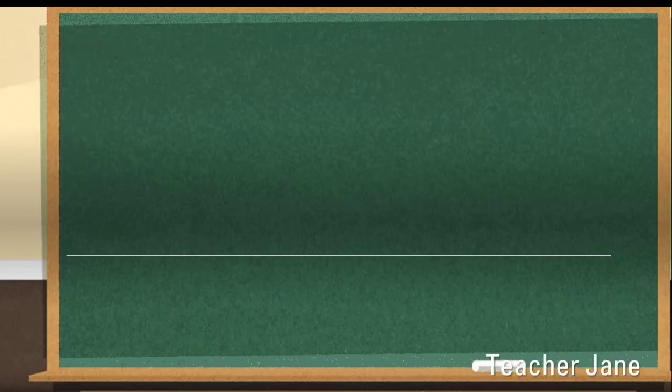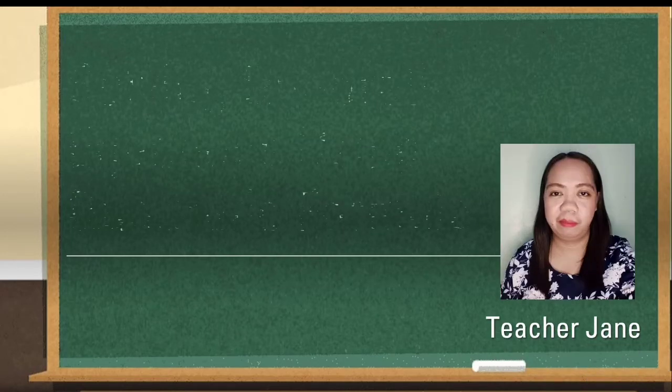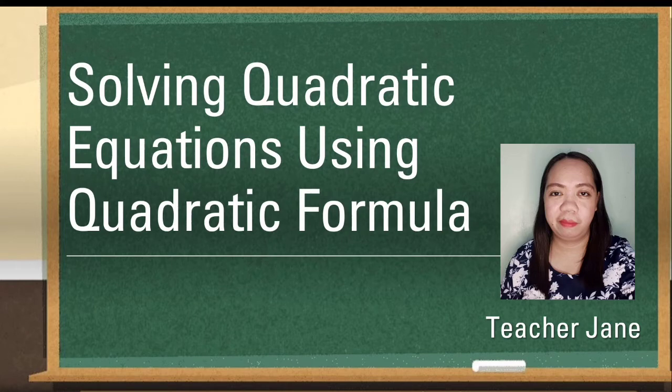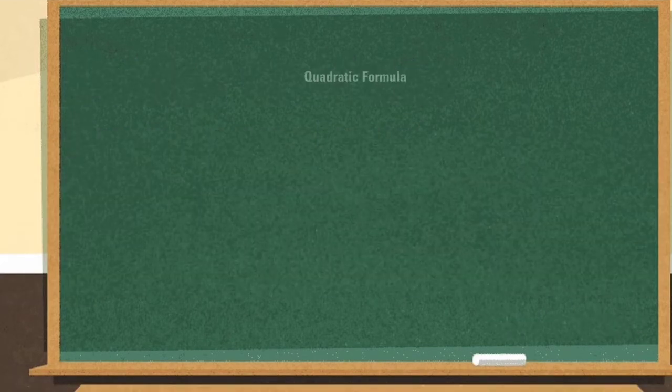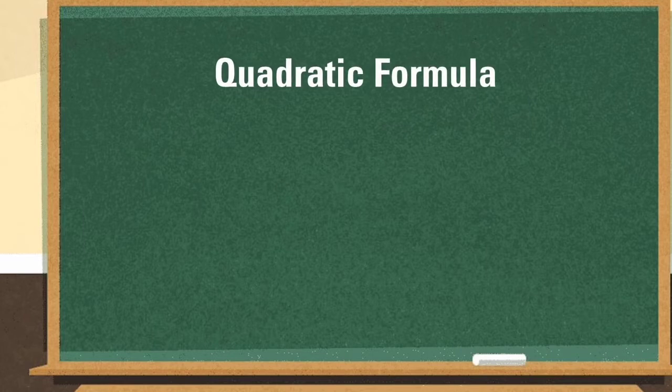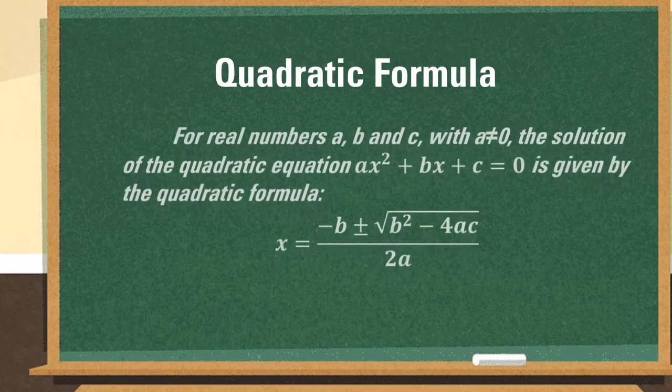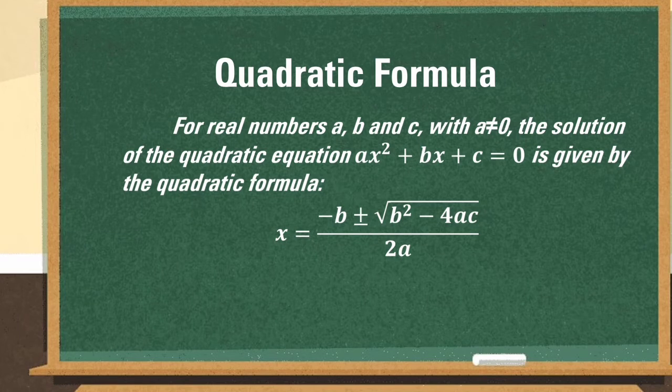Good day everyone, this is Teacher Jane, and for this video, we will be solving quadratic equations using the quadratic formula. So our quadratic formula is x is equal to negative b plus and minus the square root of b squared minus 4ac all over 2a.